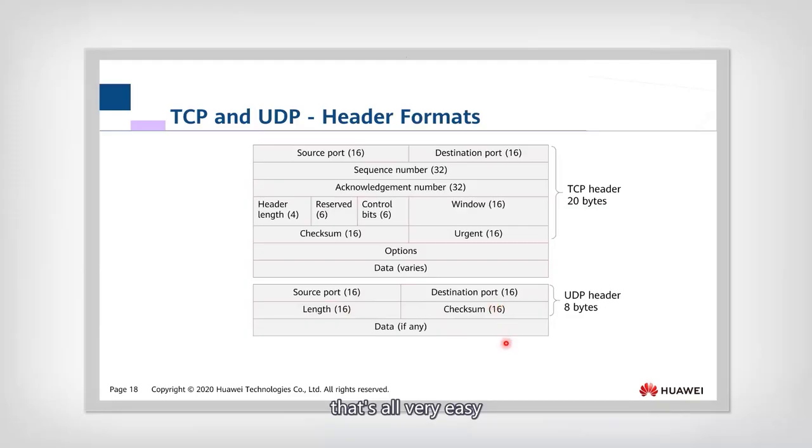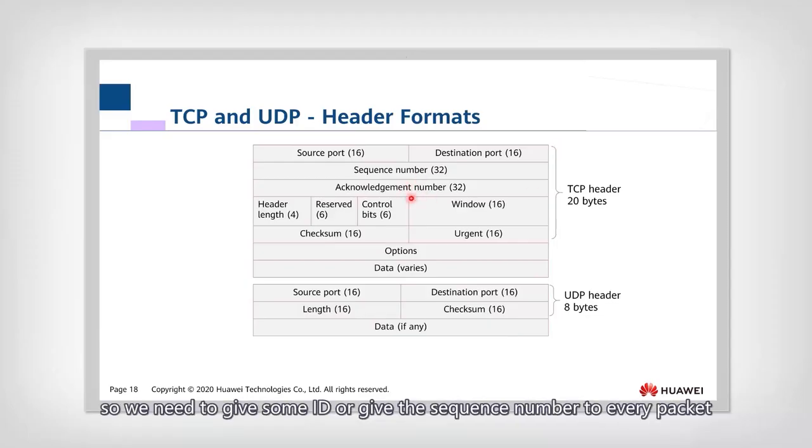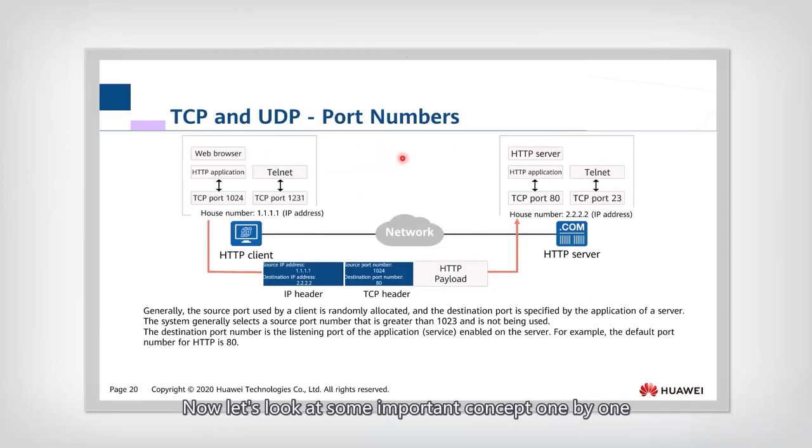That's all. Very easy. But for TCP, because we need to provide reliable data transfer, we need to give an ID, or sequence number, to every packet. We also add a window, which is used for flow control and congestion control, and some other fields. So that is the header for TCP. Now let's look at some important concepts one by one.